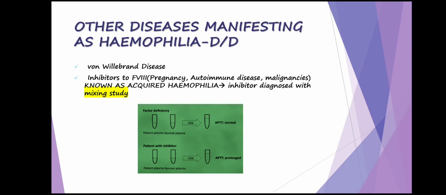There can be some diseases in which there is factor 8 deficiency and they can mimic hemophilia clinically. So the first disease is von Willebrand disease. Von Willebrand factor is synthesized in the endothelium and megakaryocytes, and this factor has an important role to play in platelet adhesion. It causes the link between the glycoprotein 1b receptor and the collagen present in the subendothelium, and it helps in binding of the platelets to the subendothelium.